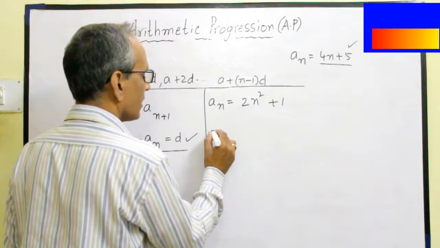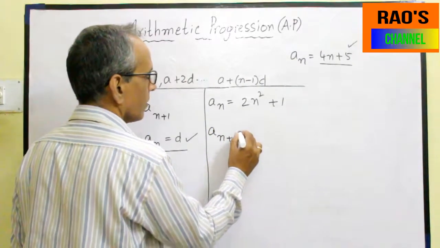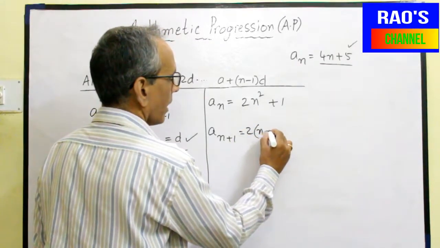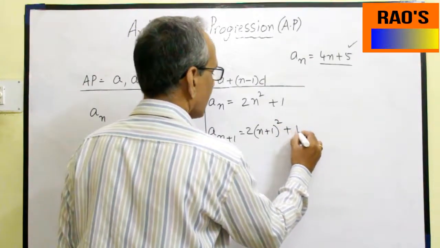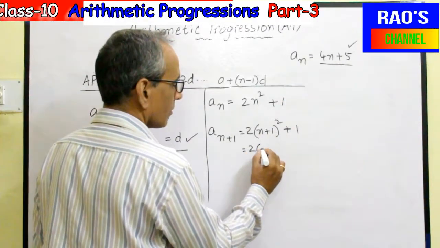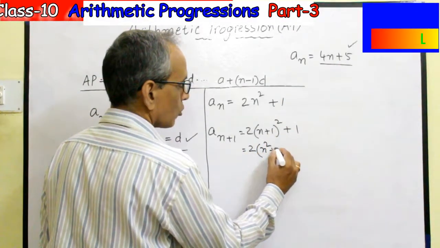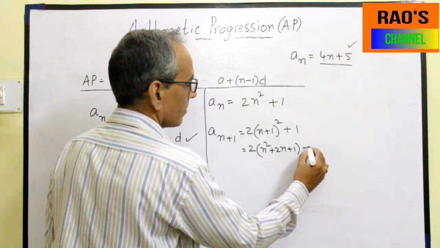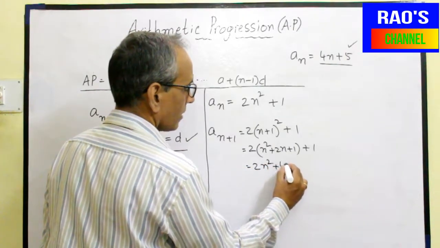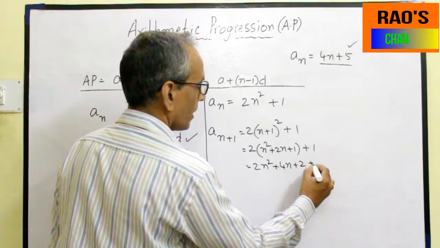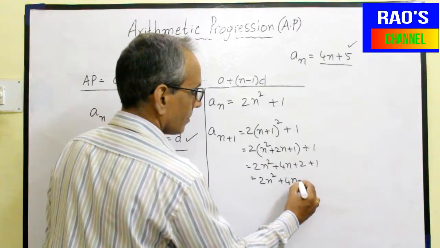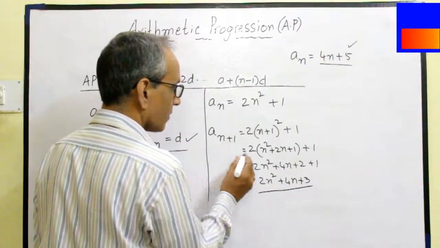Let me find the n plus 1th term, that is a n plus 1. We have to substitute n plus 1 in the place of n. So this is 2 of n plus 1 whole square plus 1. This is a plus b whole square, which gives n square plus 2n plus 1, plus 1. So 2n square plus 4n plus 2 plus 1, so 2n square plus 4n plus 3. This is the n plus 1th term.